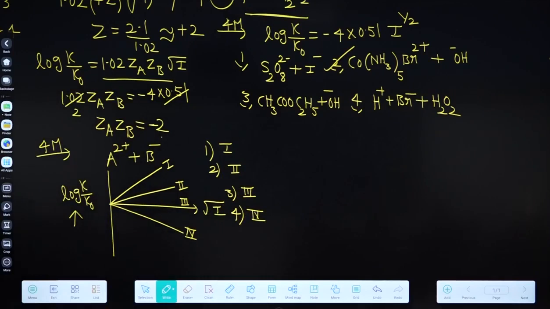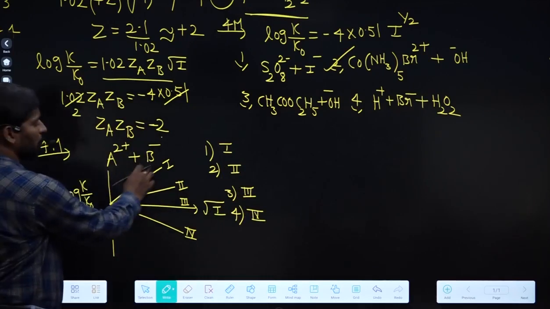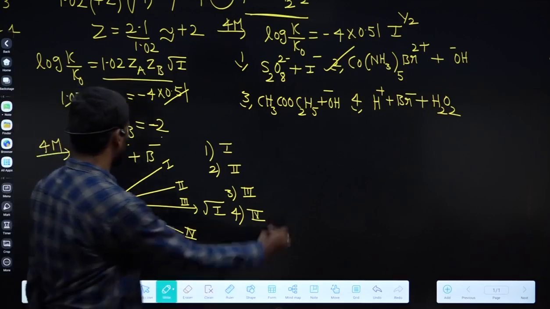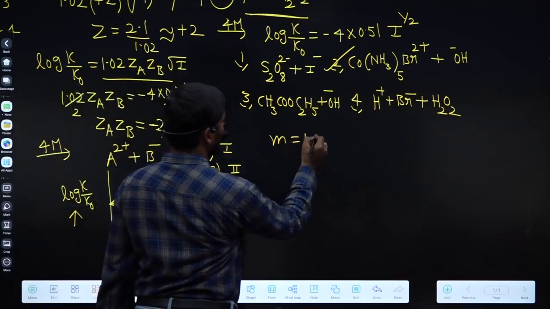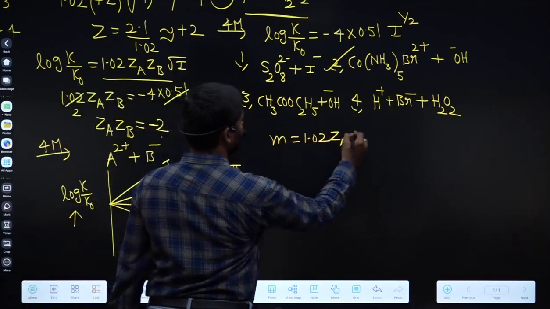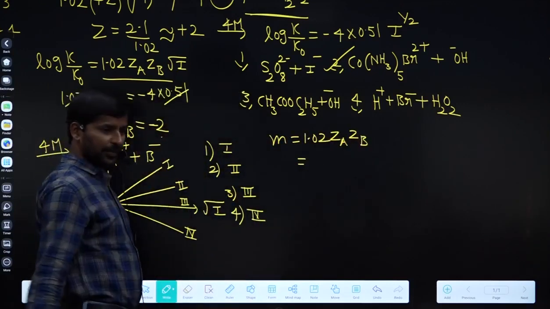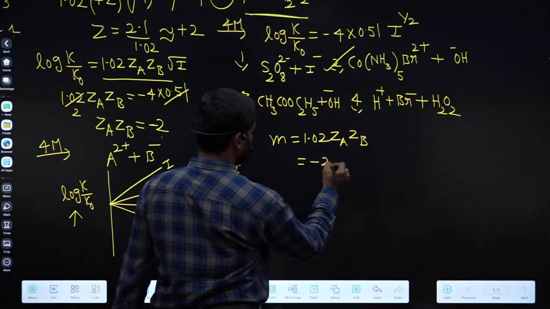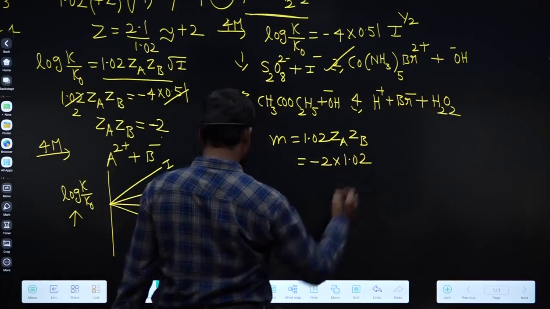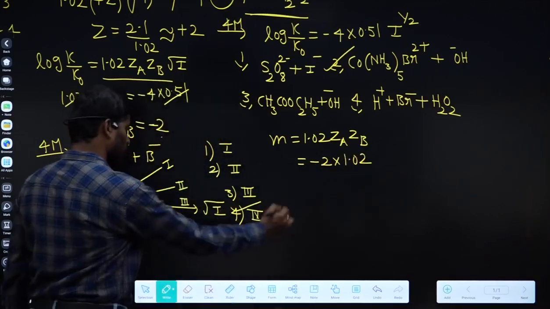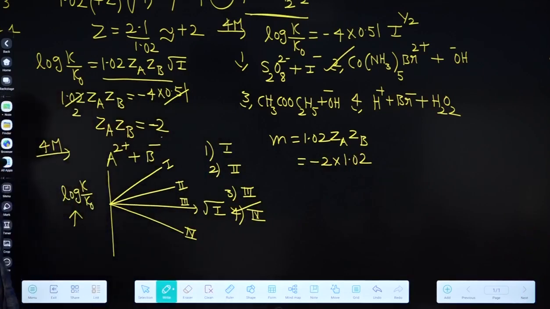Do we get a positive slope or a negative slope? Negative slope. The slope is equal to 1.02 ZA ZB. Here the ZA ZB value is plus 2 into minus 1, that is minus 2. So minus 2 into 1.02. We are getting a negative slope, that is the fourth one corresponding to the given reaction.